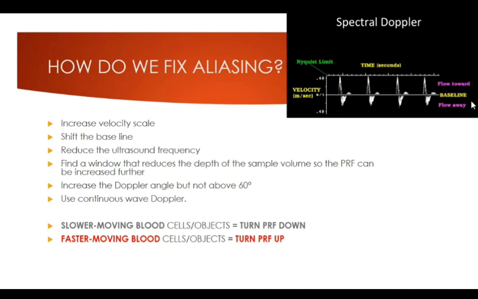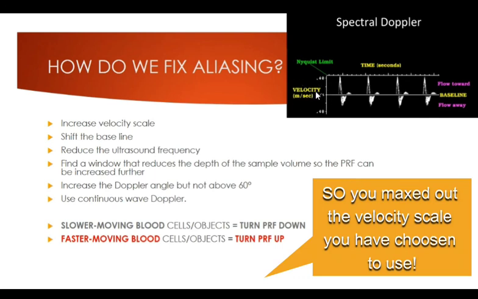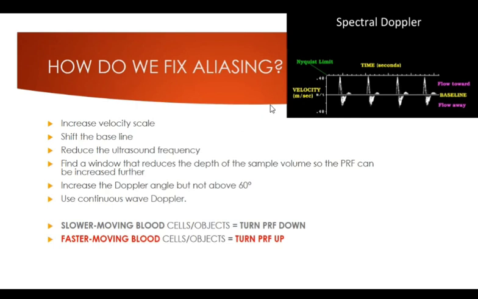The other thing you can do is shift the baseline. So that's this line here. You can see in the yellow on the right hand side, it says baseline. So shifting the baseline is going to allow the machine to make the image look nice. But you've got to keep in mind that you've pretty much maxed out your spectral Doppler, your velocity limit of what your spectral Doppler can record. So yes, you can move the baseline down, you can make it look pretty, but you've still maxed out everything.